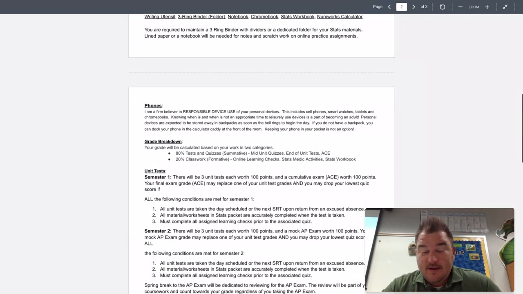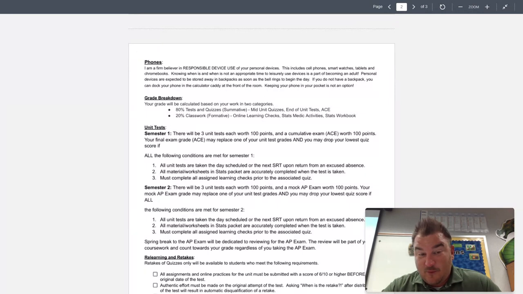As far as grades go, it's an 80-20 weighting for grades. So 20% classwork: those formative assignments, the lesson checks, Stats Medic activities, the workbook, AP Classroom activities. All of those would go in the classwork category for 20% weighting, and then tests and quizzes would be 80% of their overall grade.